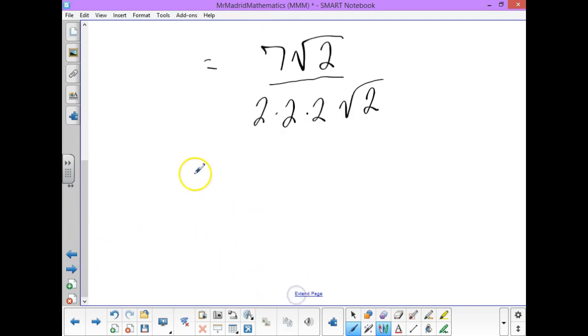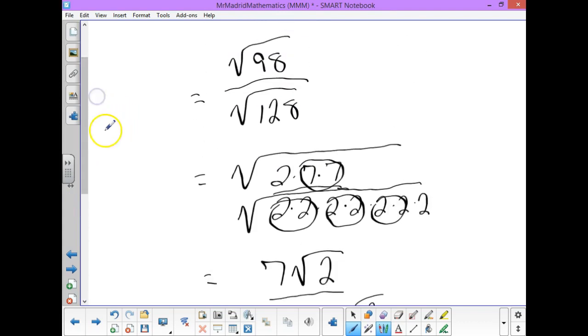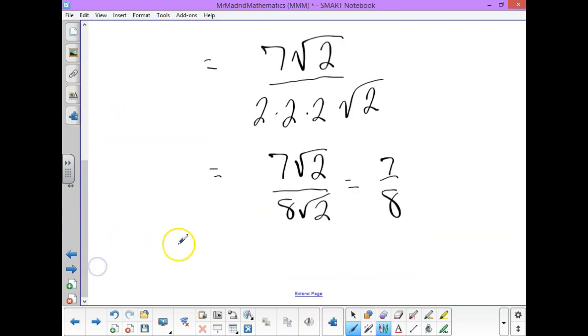All right. So now these guys that qualify to come outside are 2 times 2 times 2, which is 8. So he stays the same. Here we have, right, 2 times 2 times 2 is 8 square root of 2, and it ends up producing what? 7 eighths. All right. And this is what the problem asks.